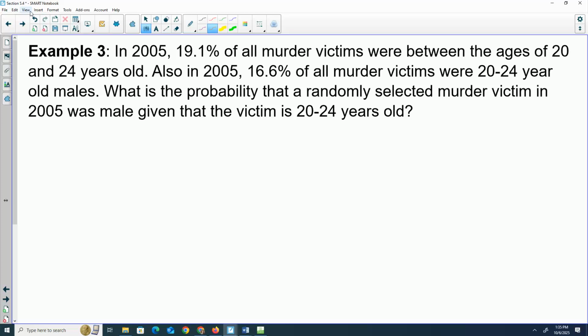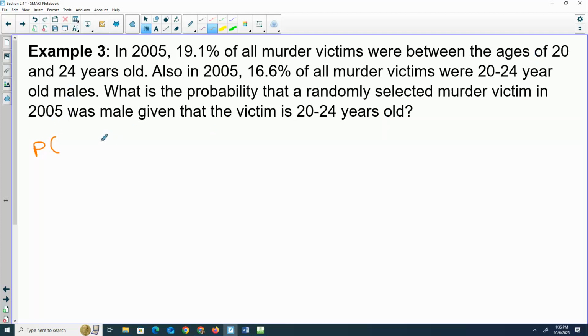Let's look at this one. In 2005, 19.1% of all murder victims were between the ages of 20 and 24 years old. Also in 2005, 16.6% of all murder victims were 20 to 24-year-old males. What's the probability that a randomly selected murder victim in 2005 was male, given that the victim is 20 to 24? I don't know about you, but when I read those, I get confused. So I start writing down and making notes.